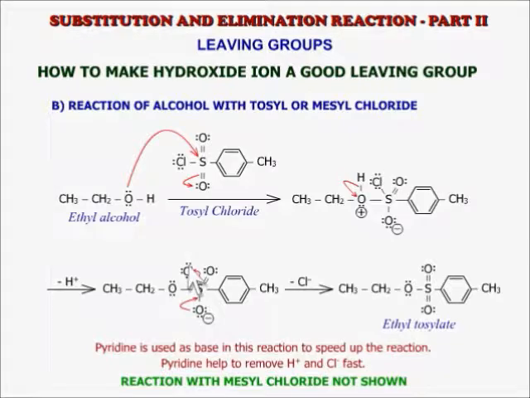Another method of making the OH group a good leaving group is to react the alcoholic substrate with paratoluene sulfonyl chloride, commonly called tosyl chloride, or methane sulfonyl chloride, commonly called mesyl chloride, in the presence of pyridine. Now the tosylate group or the mesylate group which is formed is a very good leaving group, because the tosylate and mesylate ions are resonance stabilized.